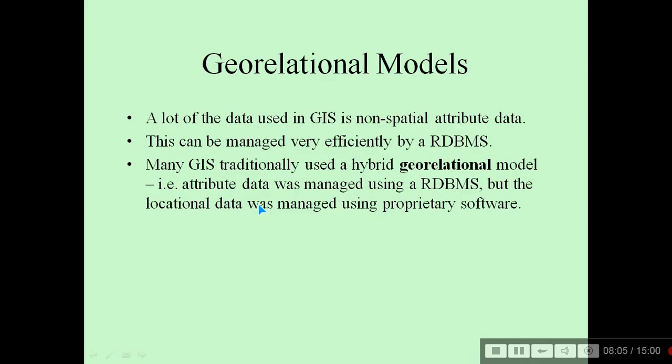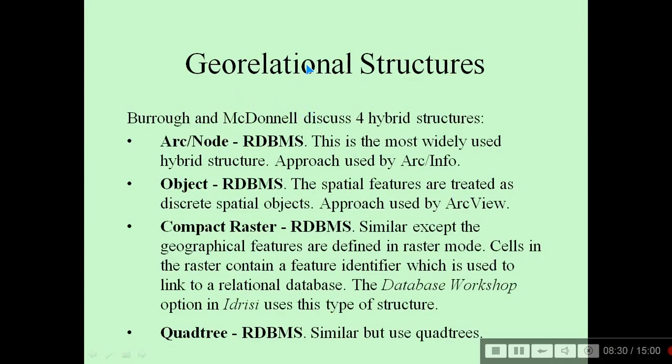Now georelational models. A lot of data used in GIS is non-spatial attribute data. Not every data is spatial. So this can be managed very efficiently by RDBMS. Basically RDBMS is made for this purpose only. Many GIS traditionally use a hybrid georelational model, that is, attribute data was managed using RDBMS, but the locational data was managed using proprietary software. So for georelational structures, we discuss four hybrid structures: ArcNode to RDBMS, object to RDBMS, compact raster to RDBMS, and quadtree to RDBMS.